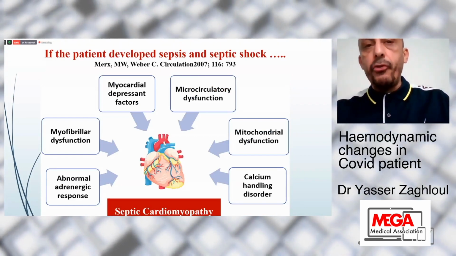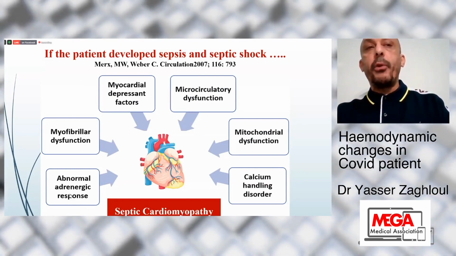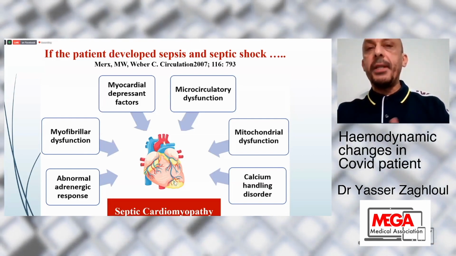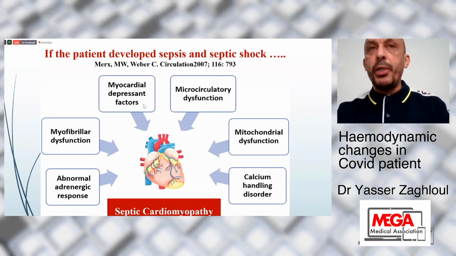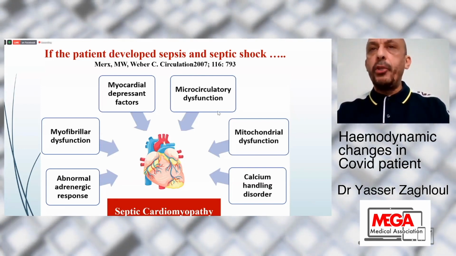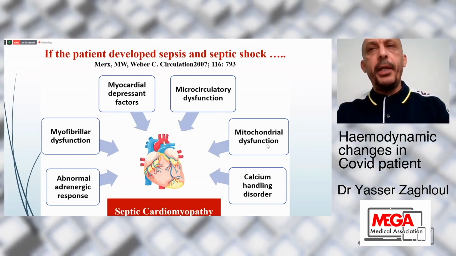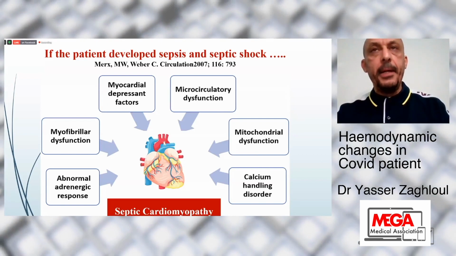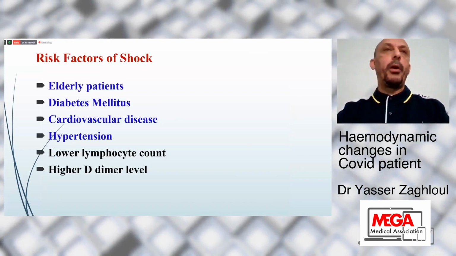It is very common for the patient to be complicated with sepsis and septic shock, so he may develop septic cardiomyopathy. And we have down regulation of the beta receptors, myofibril dysfunction, so poor contractility, and usually there is a dilated left ventricle, myocardial depressant factors due to the cytokines and inflammatory mediator release, microcirculatory dysfunction, usually due to local hypoxemia, mitochondrial dysfunction, the patient may have anaerobic metabolism and some disorders in calcium handling. So the patient may have COVID injury and may be complicated with septic cardiomyopathy.